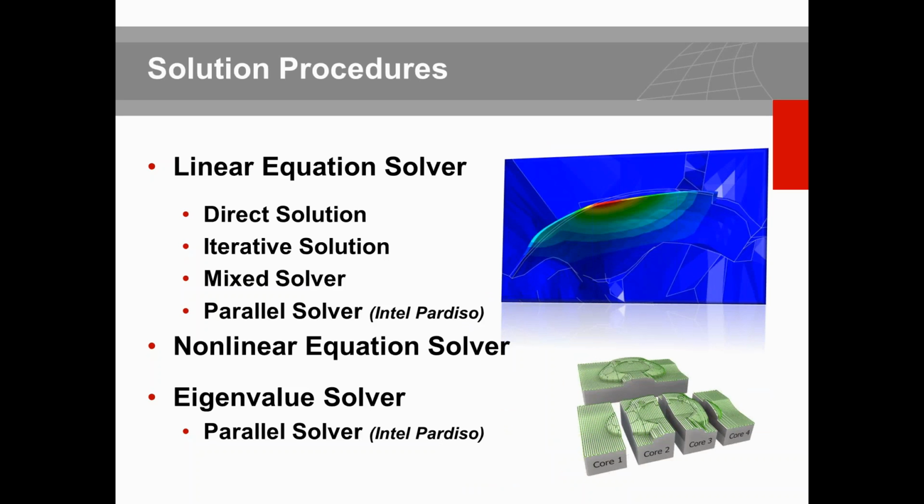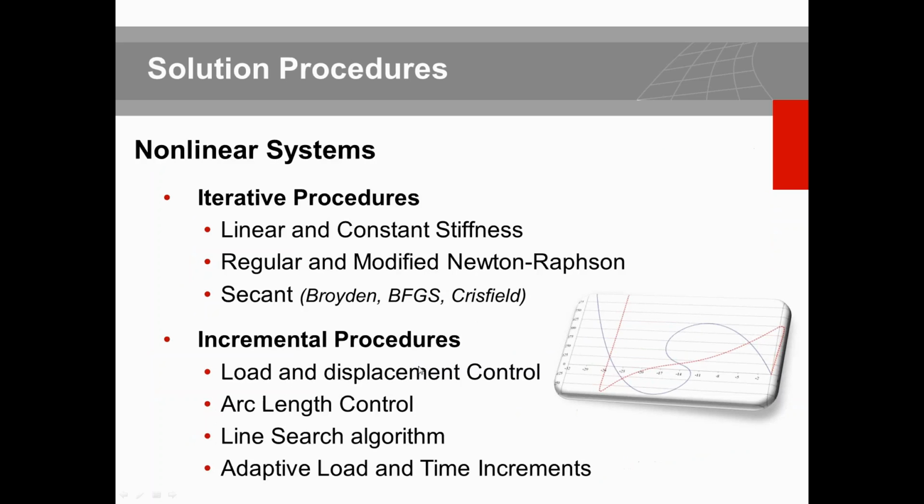From the solution procedure side, DIANA is, I think, the only program that offers multiprocessing at no additional cost. You can take advantage of multiple processors for the linear equation solver. We call it Pardiso, the parallel solver, and also for the eigenvalue solver. This parallel solver is also available for those types of big models. And for nonlinear analysis, we have a nonlinear equation solver.